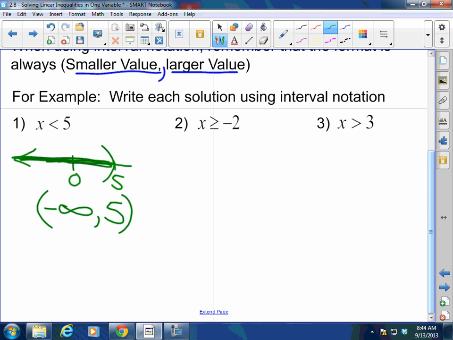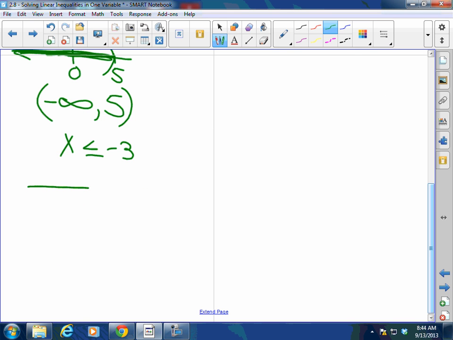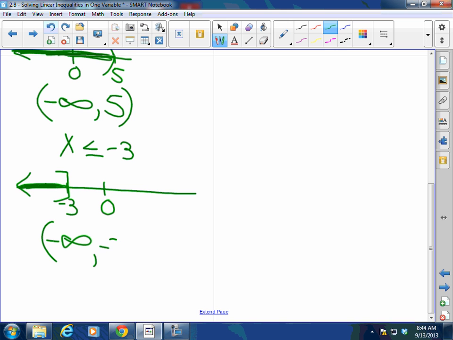Absolutely. What if I told you this? x is less than or equal to negative 3. Well, here's my 0. Here's my negative 3. x is less than or equal to. So, hold up. Bracket, right? And it's everything to the left, correct? When I'm going to the left and I'm going further and further negative, am I not going negative infinity, comma, negative 3 with a bracket because 3 is included? Does that make sense? Yes, sir.